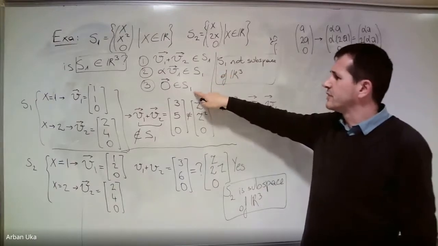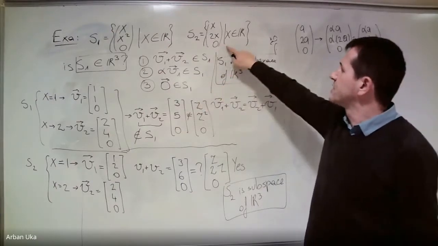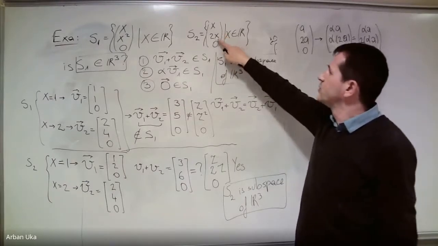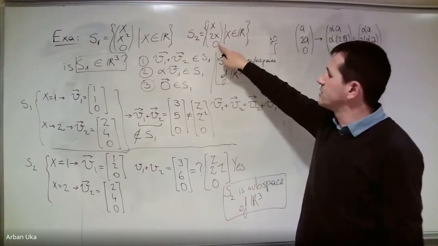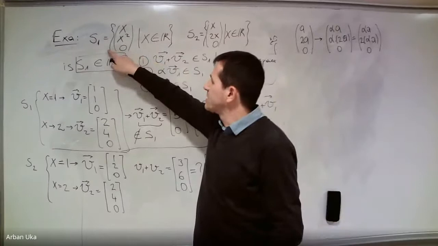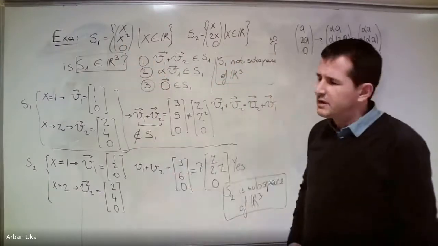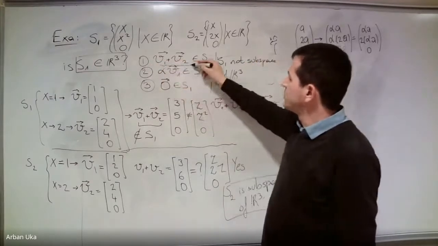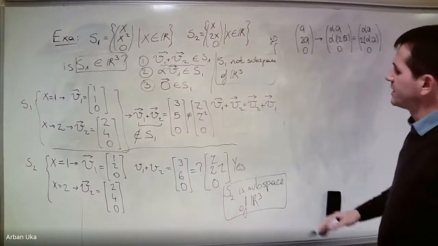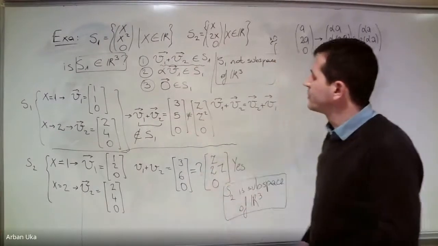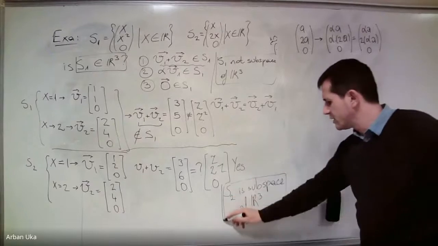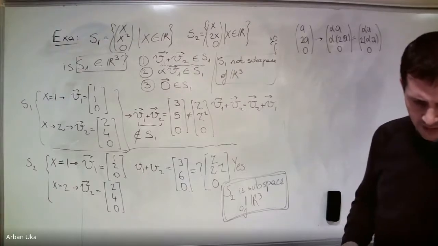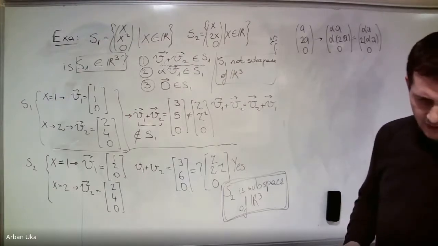What about the third condition? Is zero an element of this subspace? It is, right? Because we can have zero here, and two times zero is zero. So zero is an element of S2. It is also an element of S1, but S1, as we showed before, did not satisfy the first condition. Now, when we came to S2, all of these three properties are satisfied, so we can clearly state that S2 is a subspace of R3.